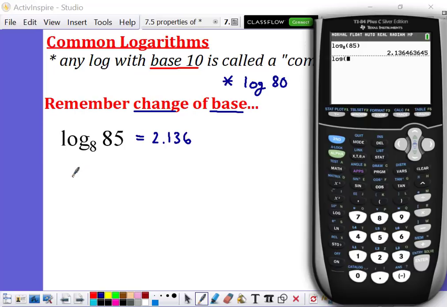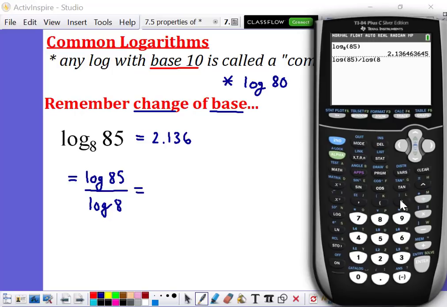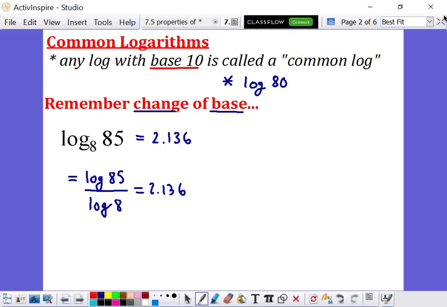So the way that we learned last class to rewrite this is log base 10 of 85 divided by log base 10 of 8. Again, we're going to use common logs to evaluate this. So now we can go to our calculator again. We can type simply log 85, remember to close that parenthesis, and then divide that by log 8. If we press enter, you get the exact same approximation, 2.136.